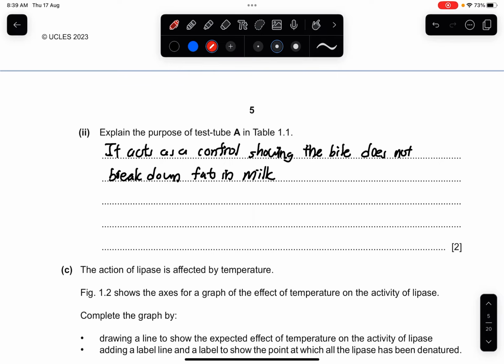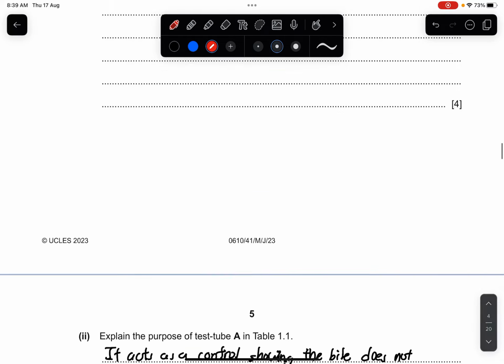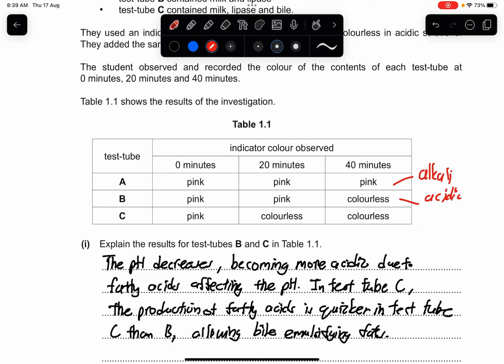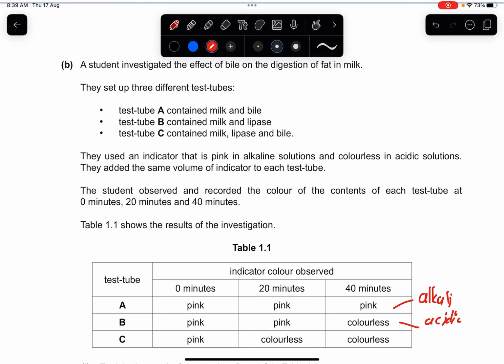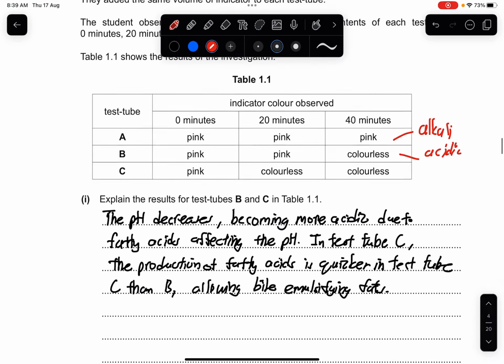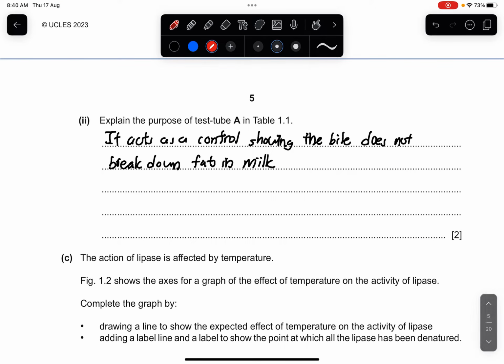Okay, explain the purpose of test tube A in Table 1.1. So you can see in test tube A, it's pink, pink, pink, meaning it has remained the same all the while. Test tube A contains milk and bile, with no digestive enzymes here. So it acts as a control. What the control means is to show that the independent variable is not actually affecting the main point of the experiment. You can see that the bile does not break down the fats in milk, because the fat is still one big molecule. It has to be broken down into smaller molecules in order for bile to emulsify them successfully. So the answer is this.